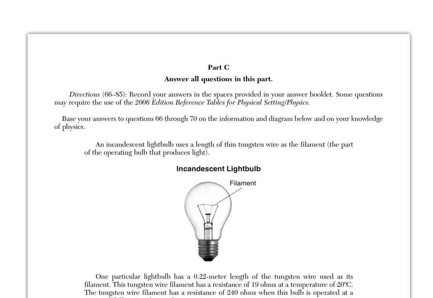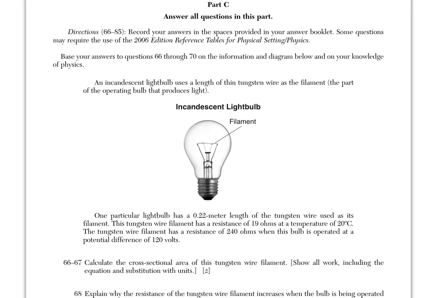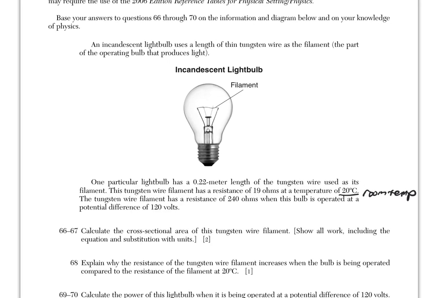So we have ourselves a bulb here, and it says an incandescent light bulb uses a length of thin tungsten wire as the filament, the part of the bulb that produces light. One bulb has a 0.22 meter length of the tungsten wire used as the filament. The wire filament has a resistance of 19 ohms at 20 degrees Celsius, which is room temperature. That is the reference temperature for the resistivity chart on page 4 of the reference tables. And the tungsten wire filament has a resistance of 240 ohms when the bulb is operated at 120 volts. So then 6667, calculate the cross-sectional area of the tungsten wire filament.